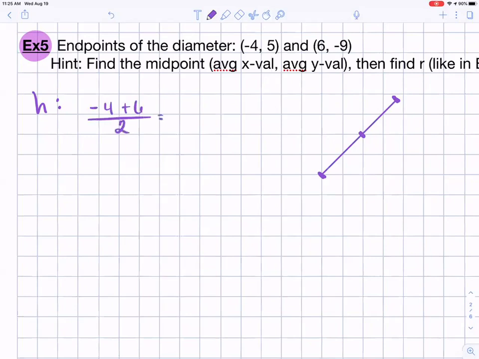Okay, and what does that give you? 1. Right, 6 minus 4 is 2, 2 divided by 2 is 1. All right, how about the K value? Talk to me about the math that you gotta do to get the K value.